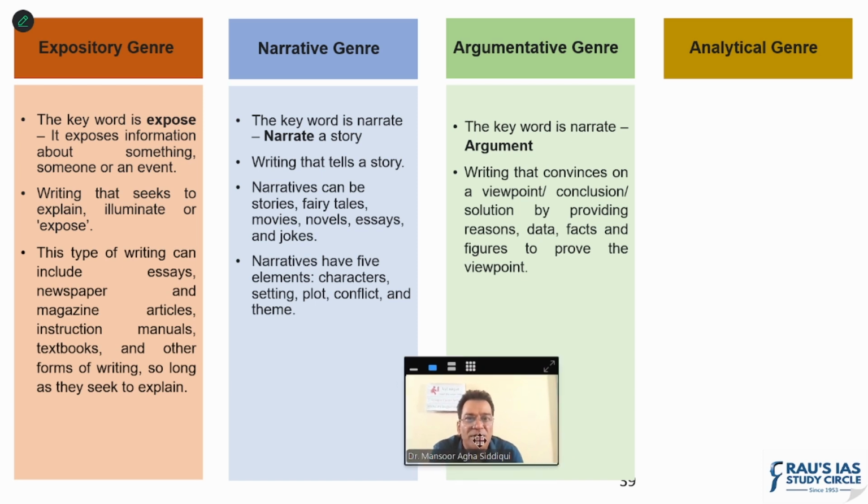Then comes the important argumentative genre, where the keyword is the word argument, and from where the argumentative genre really starts. And whenever you argue with someone, you always try to persuade that person or you try to convince that person.